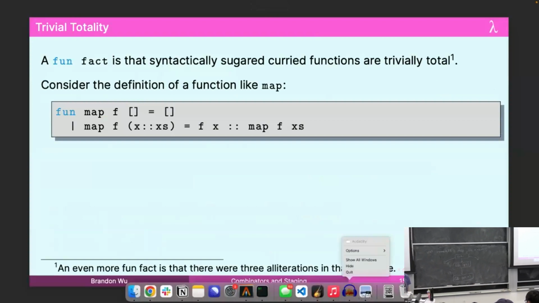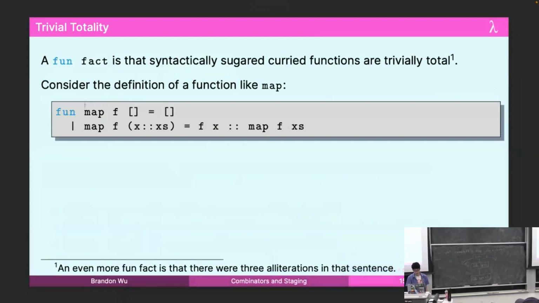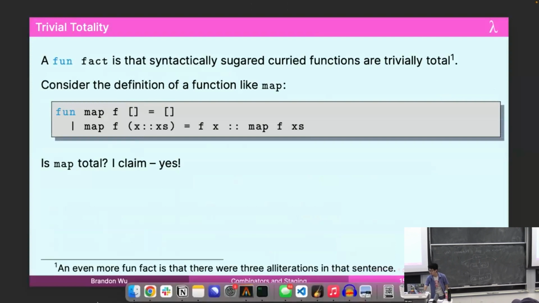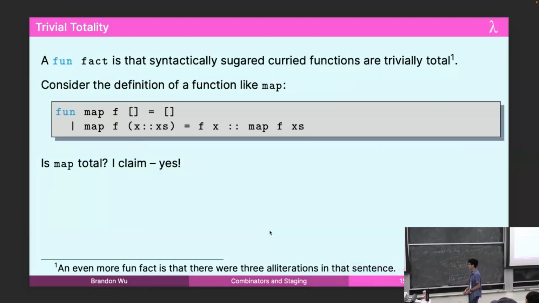Consider the definition of map as I've written up there, right? I've got this map taking an f, taking a nil, so on and so forth. The question remains, is it total? And I claim to you, it's probably still going to bother me, but that's okay. I claim to you that this function is total. But why should that be? Isn't that a little weird of a claim?